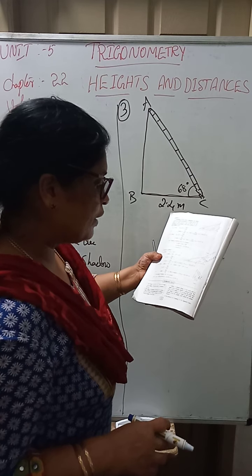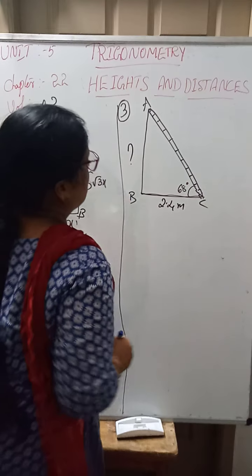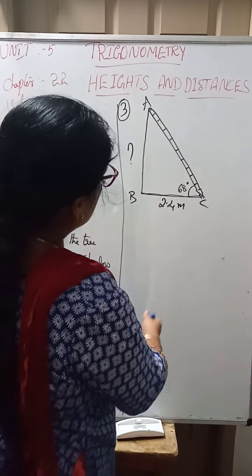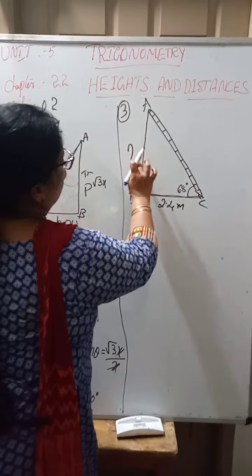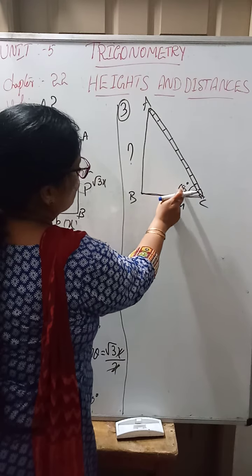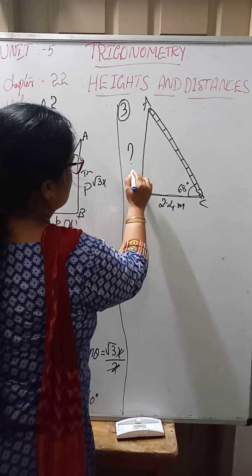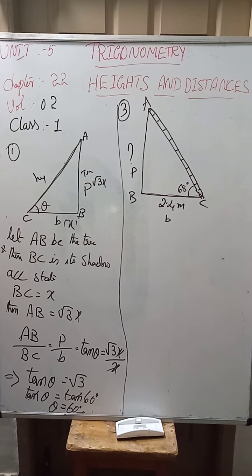Now we have to find up to which height the ladder reaches. We have to find this AB, meaning the length of the wall. Let the length of the wall be AB. This is opposite to the reference angle. This is the perpendicular and this is the base. Now let us get on with the problem.